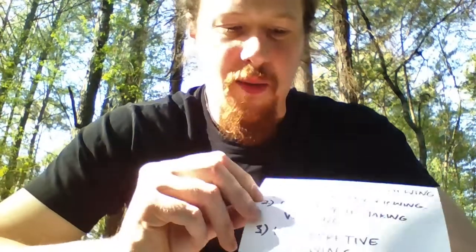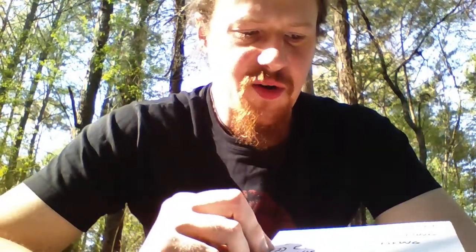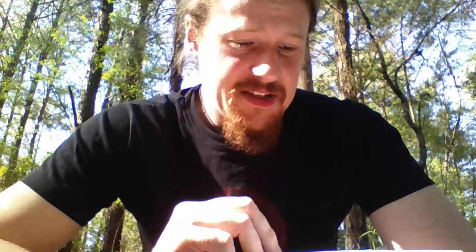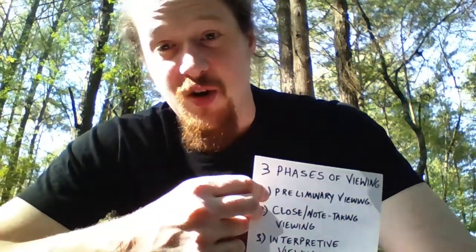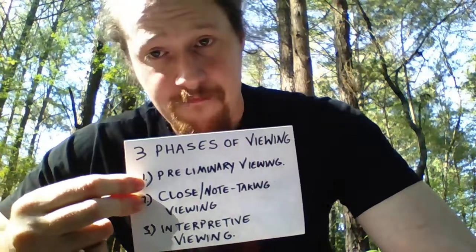So the first one is the preliminary reading. That's where you're basically going to watch it once over just to get it in your head. The second one is the close or note-taking reading, and that's where you're going to be watching it again. And this time you're not just taking it in, you're paying close attention to what's going on, and you're making notes of things as you see them, right? And the third one is the interpretive viewing phase, and that's where you watch it again with your notes in front of you, and you start to try to figure out, well, what does this mean? What does it all mean?